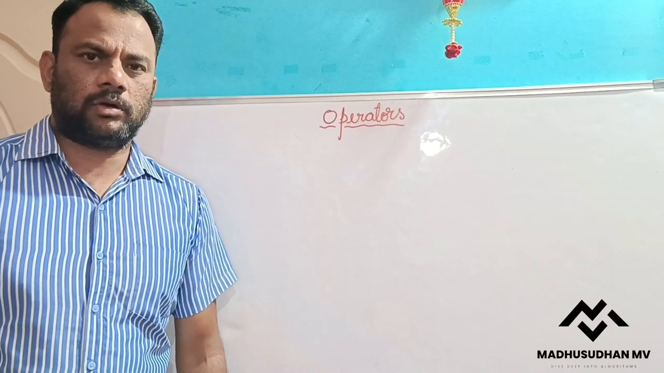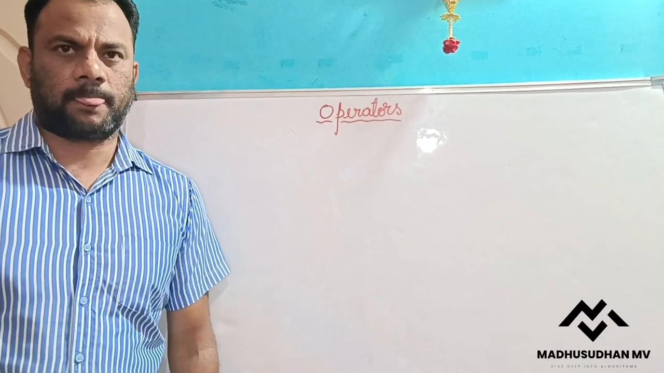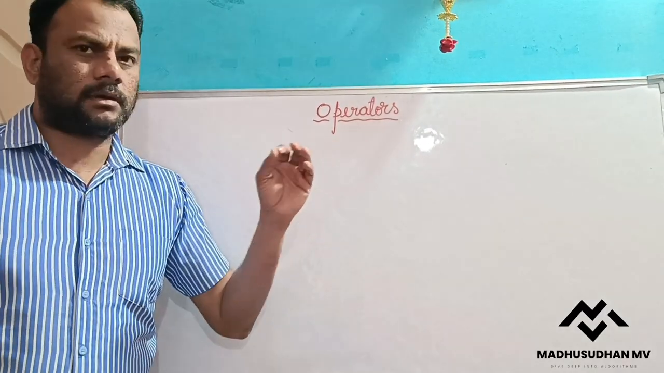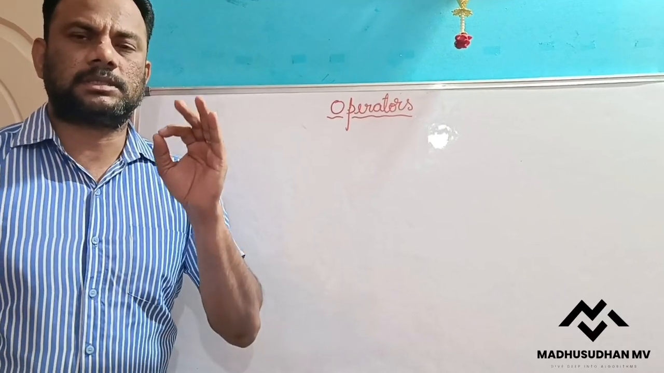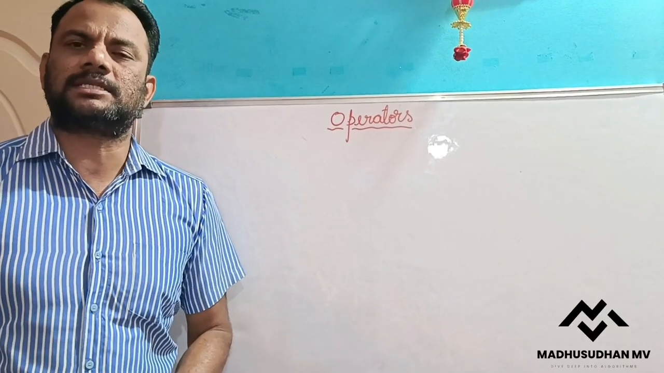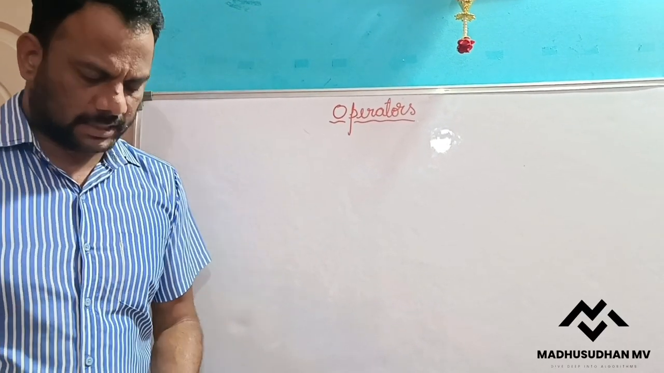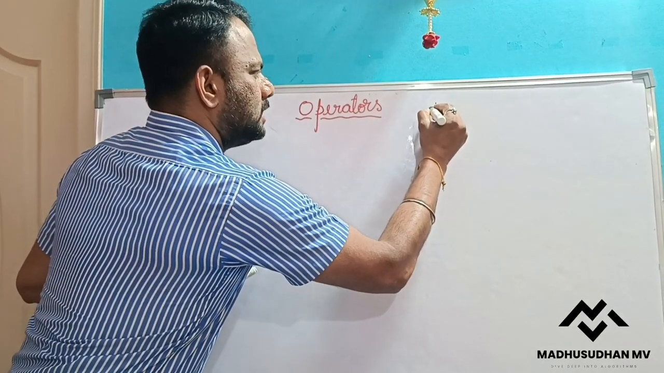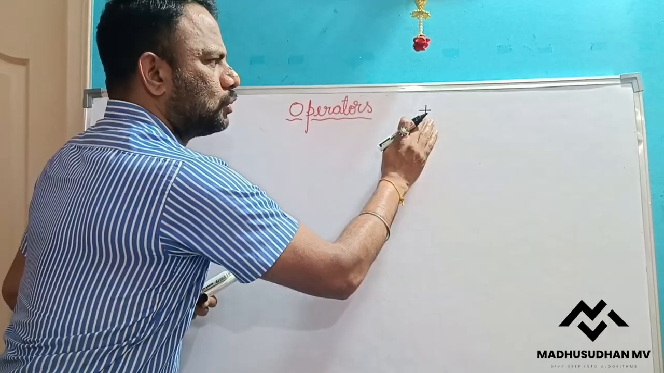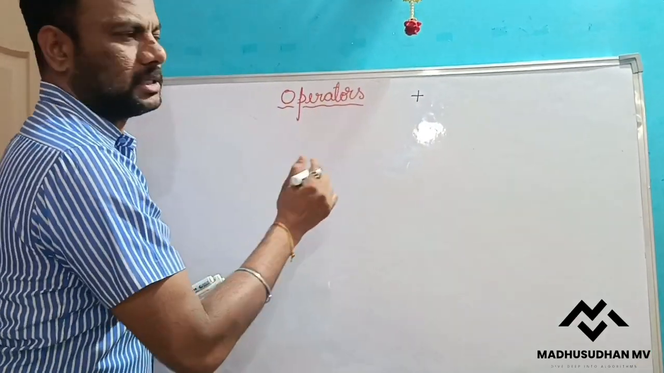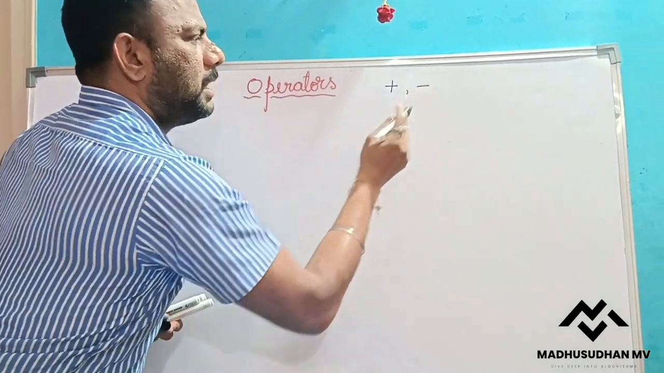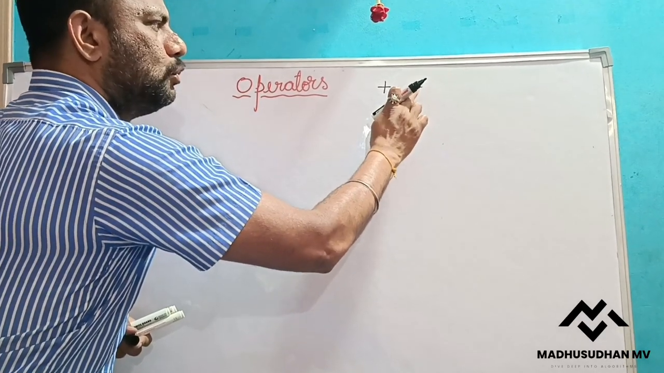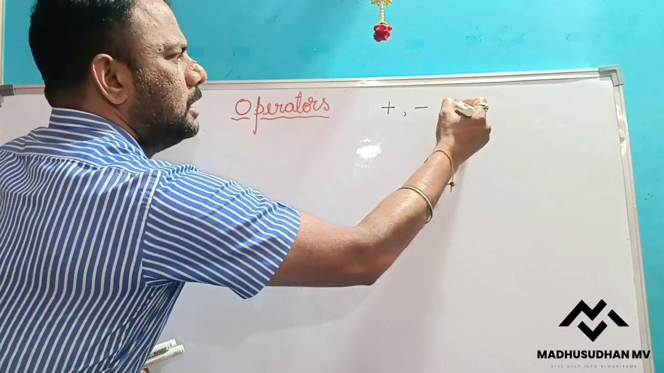In this video, I am going to explain about operators. Operators are nothing but the symbols used to represent some operations. For example, see, I will say plus. This is one symbol used to represent the addition operation. Similarly, minus is one symbol used to represent the subtraction operation.